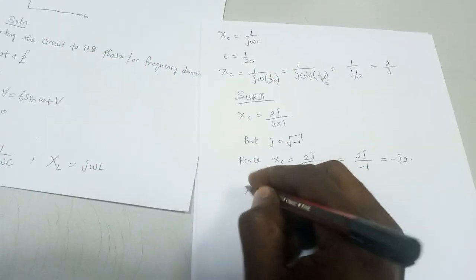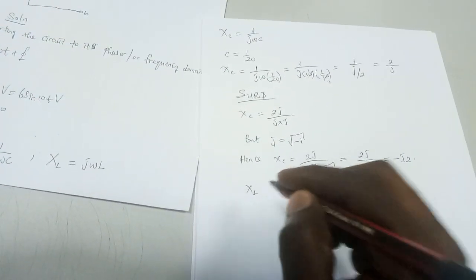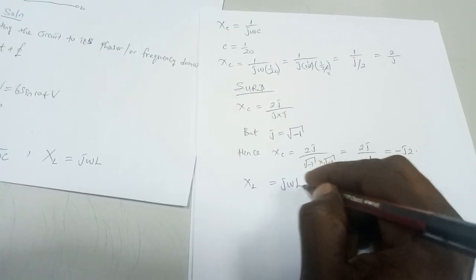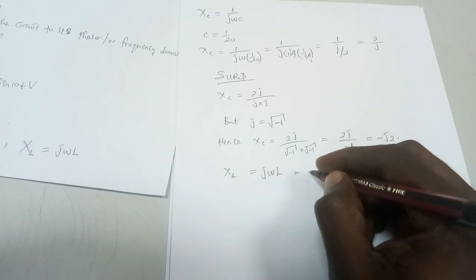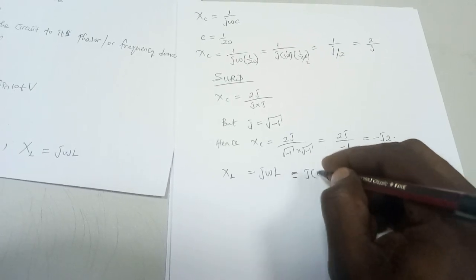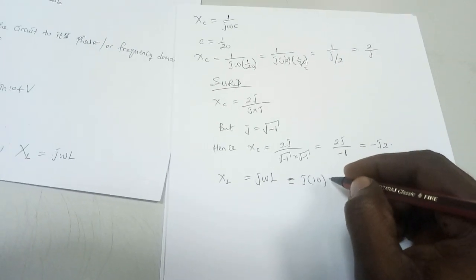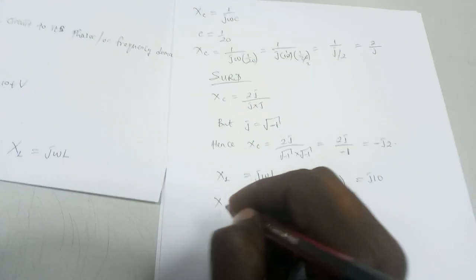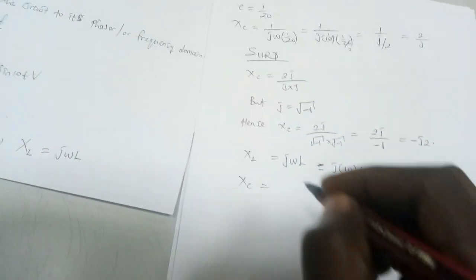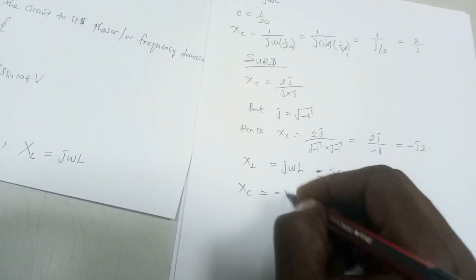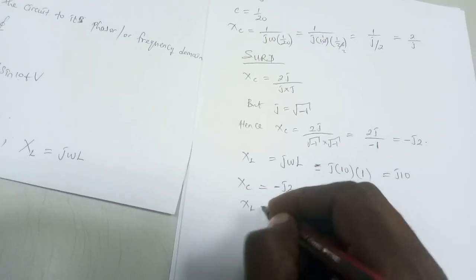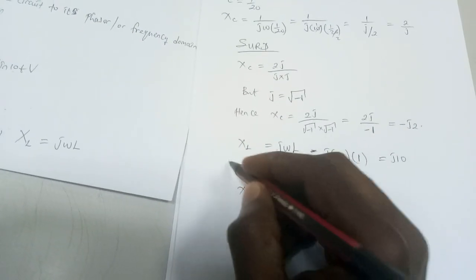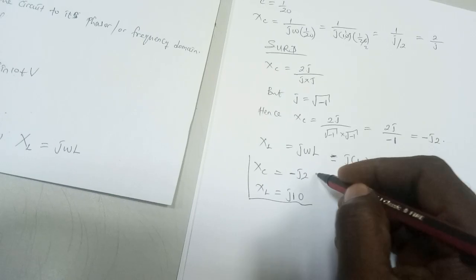Okay, so next, XL, which is j omega L, is equal to j times 10 times omega, the inductance here is 1 Henry, times 1. So this is j10. So Xc is equal to -j2 and XL is equal to j10. So this is what we have.